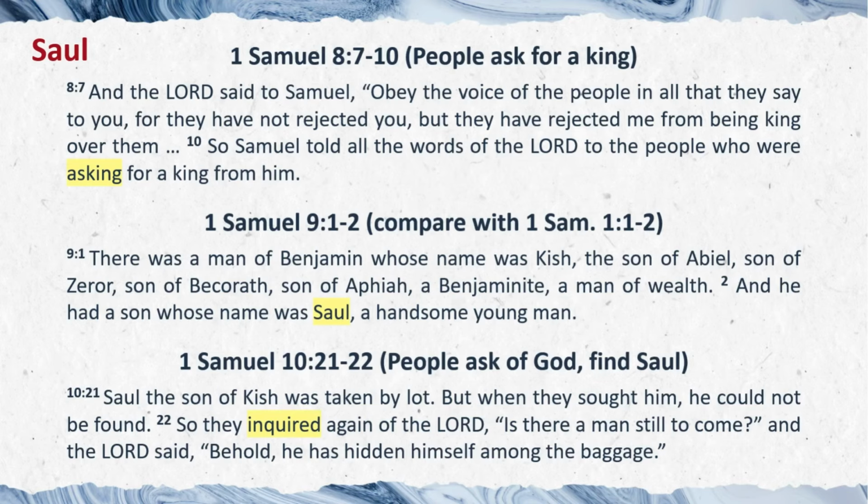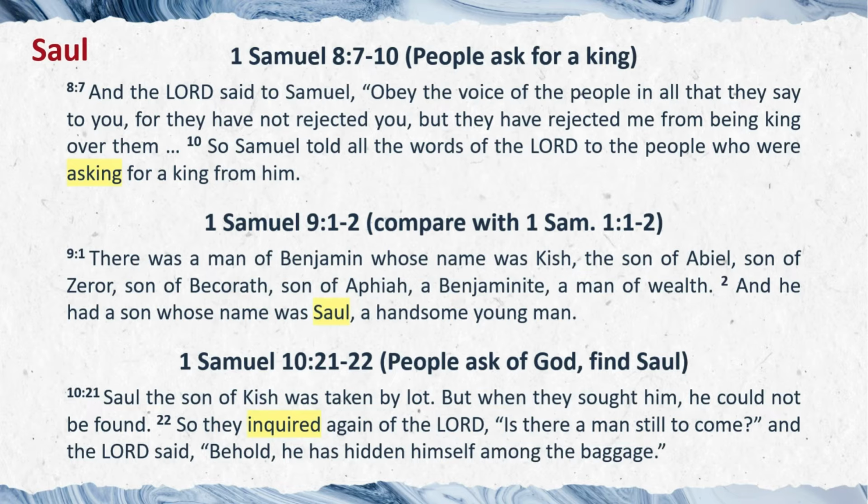So in 1 Samuel chapter 8, the people ask for a king. And this is actually a low point in the history of Israel because God is supposed to be their king and Samuel is supposed to be the spiritual leader of the people of Israel. And so initially, whenever they ask for a king, Samuel is upset because he feels like they have rejected him.